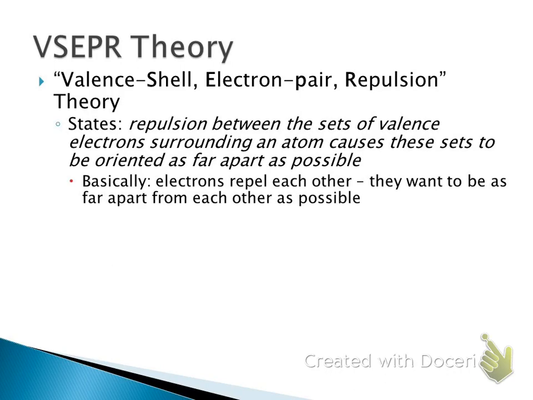So what this means is that you can write this down in a shortened version, that's fine, but the essential definition is repulsion between sets of valence electrons causes these sets to be oriented as far apart as possible. I put an easier definition at the bottom. Electrons repel each other. They want to be as far apart as possible.